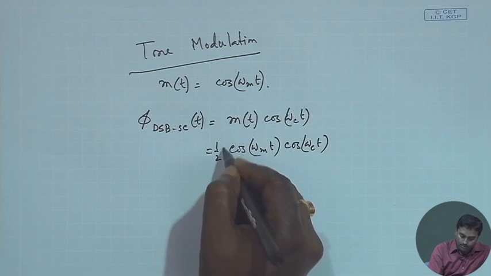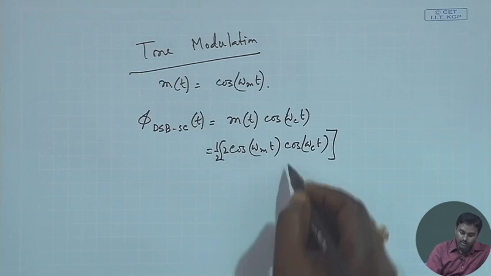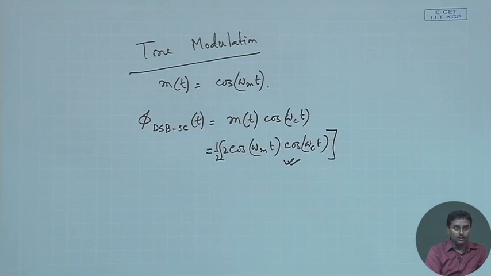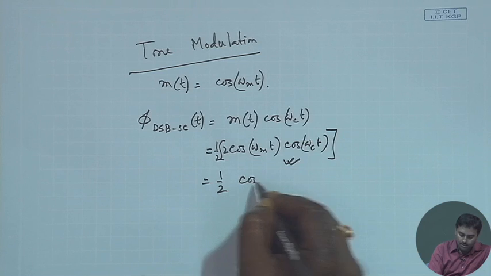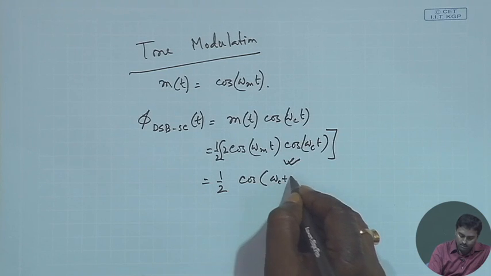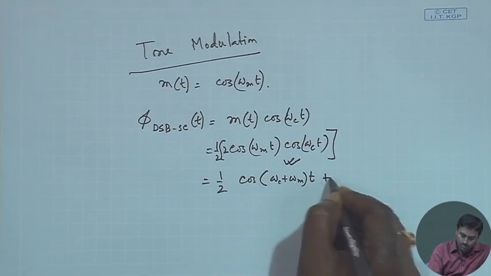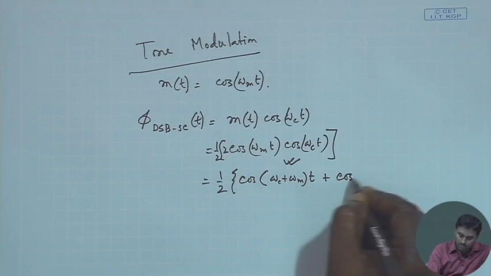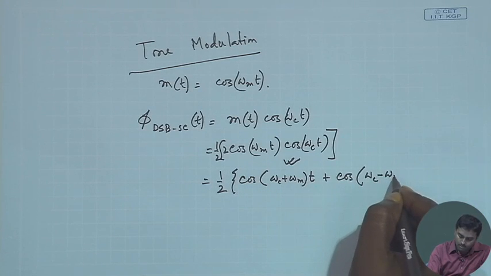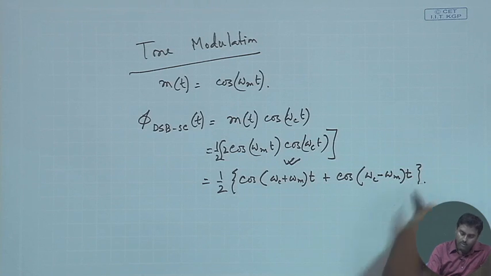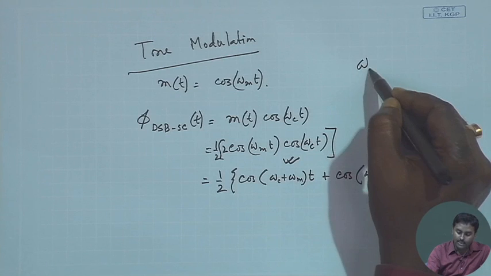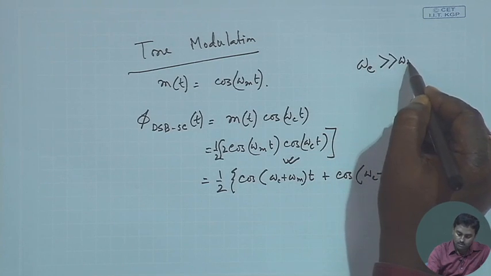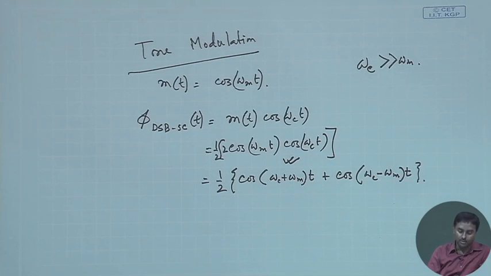So I take half into 2. This I can put using the cos a into cos b formula. So I can just put that as half of cos(omega c plus omega m)t plus cos(omega c minus omega m)t. Of course our assumption is the carrier frequency is much higher than the modulating frequency, that has to be there. So it should be omega c minus omega m.